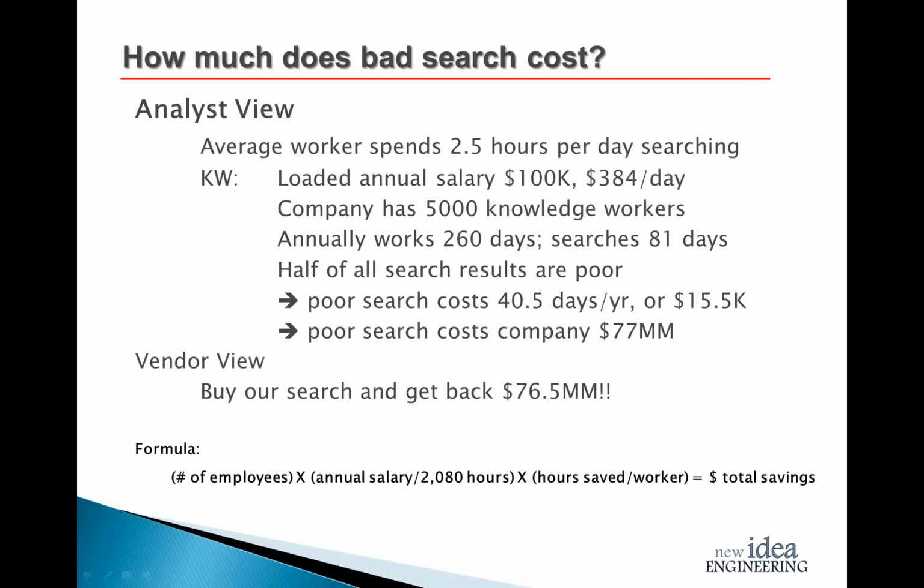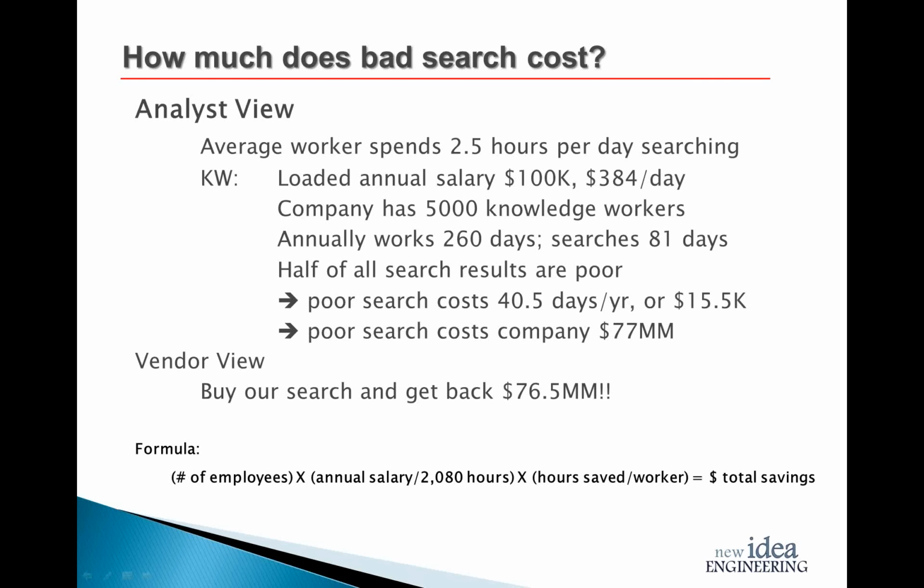That's about $384 a day. If your company has 5,000 knowledge workers, that's actually small when it comes to a lot of big enterprises. Annually, you work 260 days, so that means you're searching 81 days a year. Sue also said that half of all searches are poor, so poor searches are costing you 40 days a year, or $15,500. If you multiply that in terms of number of employees, that means poor search is costing you $77 million a year. You see down here the formula at the bottom. It's easy to calculate your total cost there.